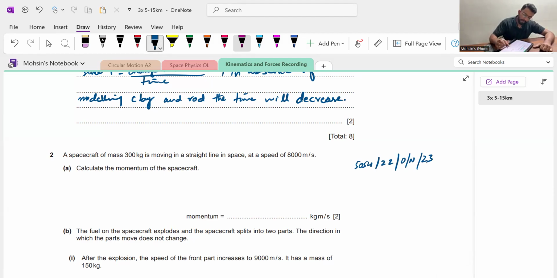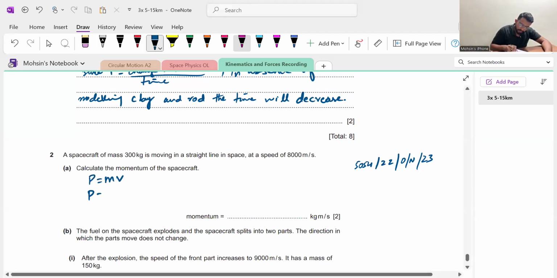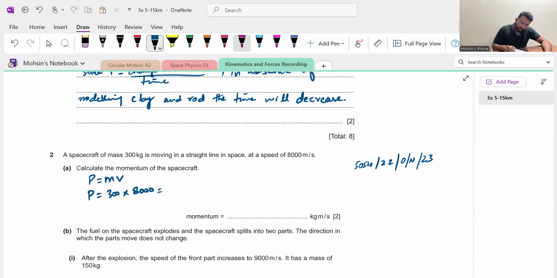Okay, the spacecraft of mass 300 kilogram is moving in a straight line in space at a speed of 8,000 meter per second. Calculate the momentum of the spacecraft. Momentum is mass into velocity. Mass is 300, velocity is 8,000, 3 8s are 24 and 5 zeros. So it will be 2.4 exponent 6 kilogram meter per second, which is the unit of momentum.